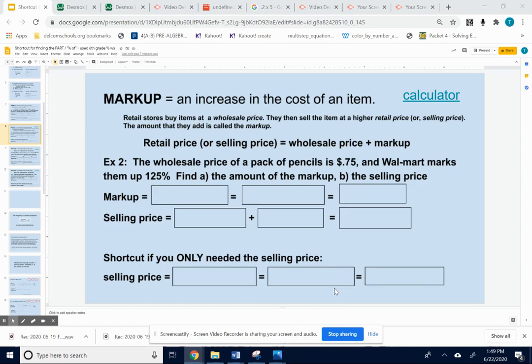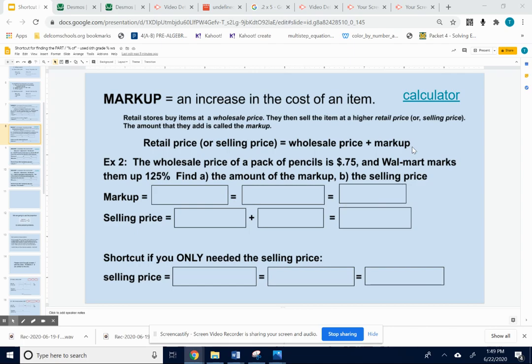Think of it this way. They have to make money. They have to pay their employees. They have to pay for the rent and the electricity. So they have to make money off of you. So they're marking up everything that they sell. The selling price is the wholesale price plus however much they mark it up, and it's a percentage just like discounts are.